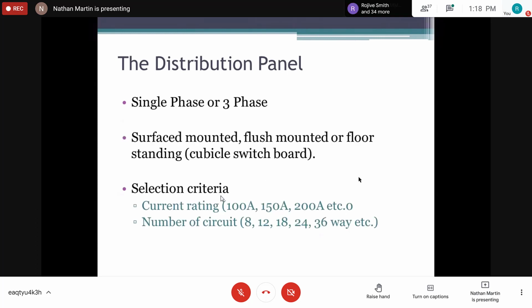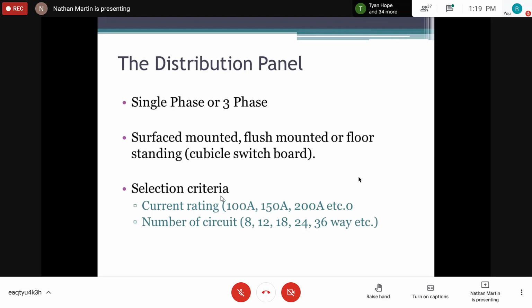Now, your panels can either be supplied as a single-phase panel or a three-phase panel. What's the difference? We know that a three-phase system has three live wires, right? It might be a three-wire system, and a four-wire system will have three phases and a neutral, right? In a single-phase system, for our distribution network, we would have two lives, two phases, and a neutral, right, a three-wire system. So this is basically how the panels are designed.